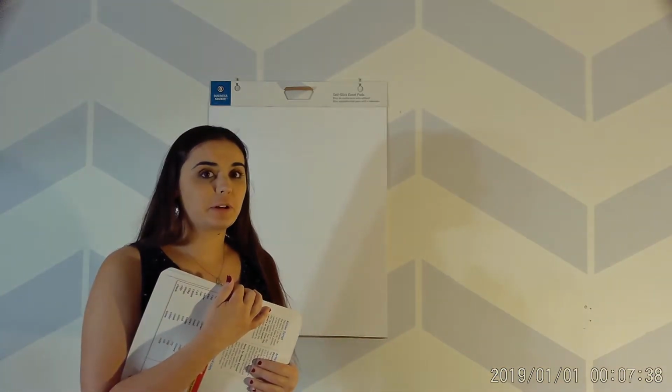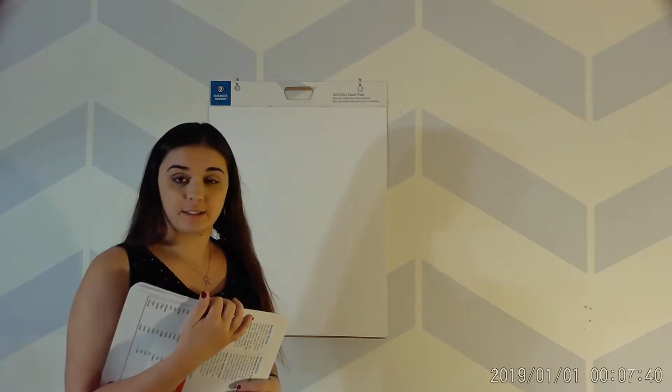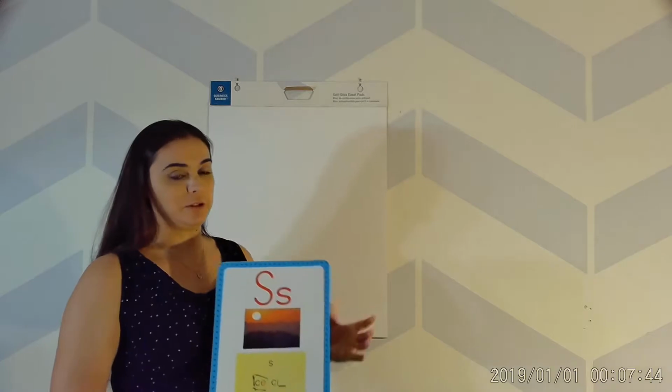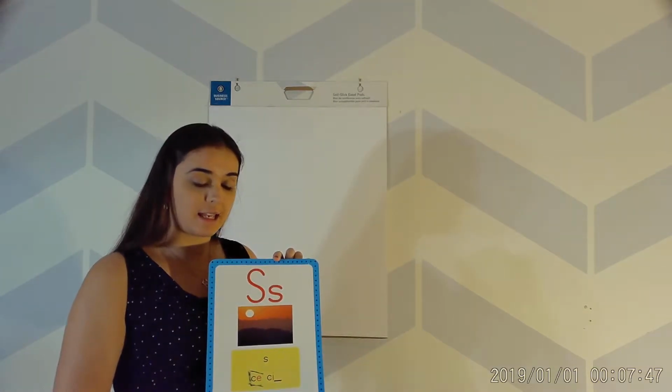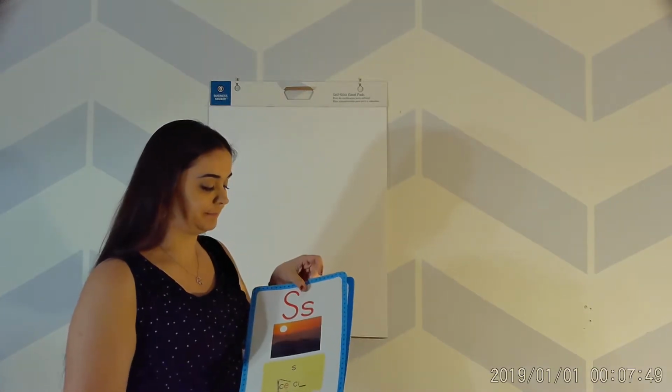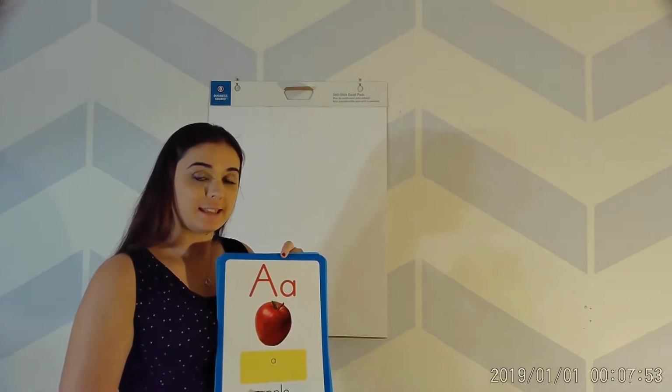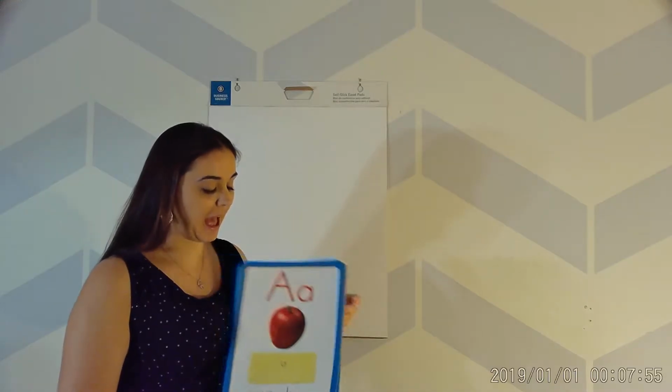So today the first thing we're going to do is review some of the letters and sounds that we've practiced so far, and then we're going to go into blending some words together. Alright, so S says s. Okay, make sure you're repeating after me and participating. A says a, apple.